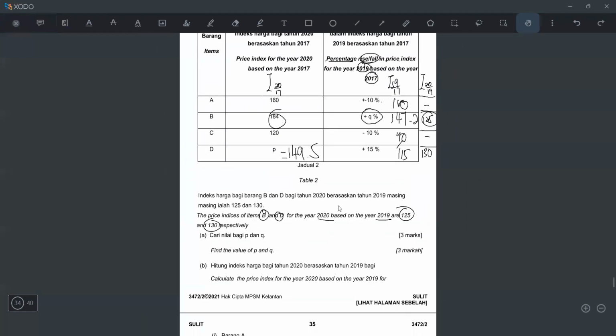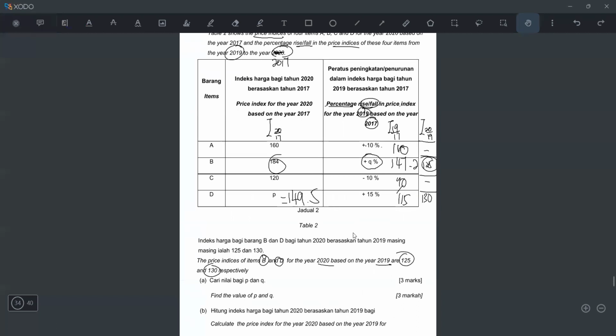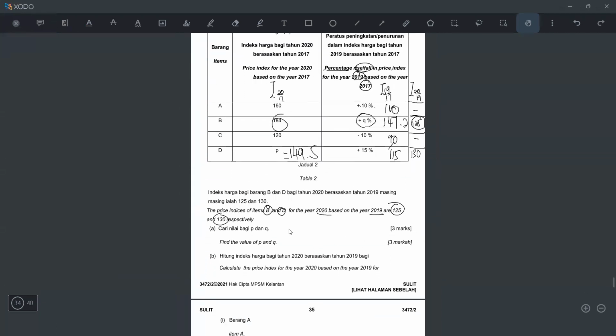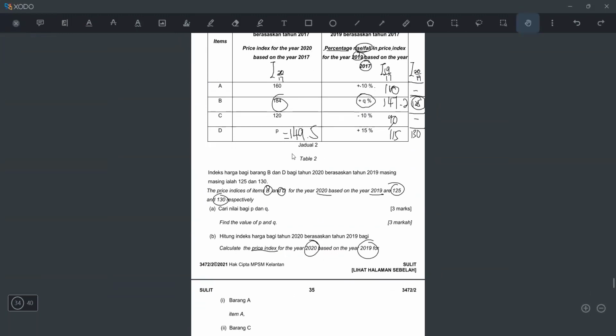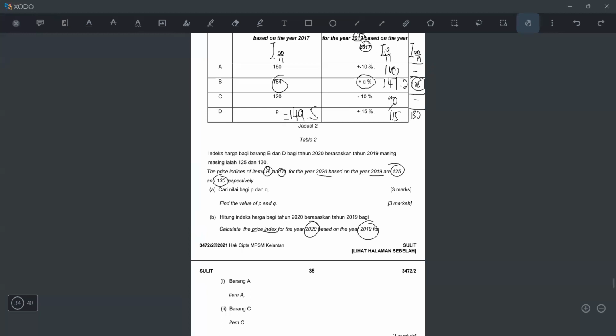Okay, let's do question B now. So for question B, they say: calculate the price index, the I, for the year 2020 based on 2019. So this one is 2017, and they're talking about this, 2019. But for what? Let's read. For item A and item C. Okay, do you remember just now they give you item B and D? But for A and C, I put a dash. Why I put a dash? Because they never give, right? They didn't give. But now suddenly they ask you to find. So how to find? So I erase. Okay, so now they ask you to find here and here.